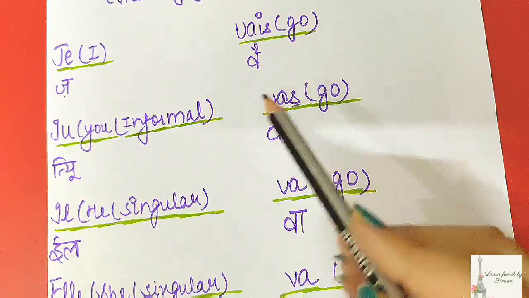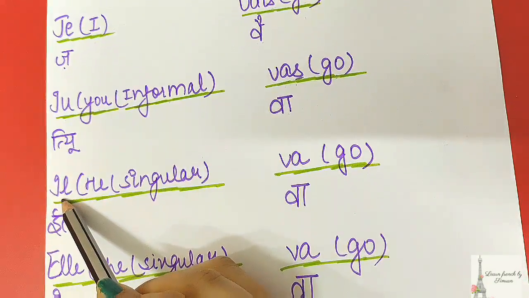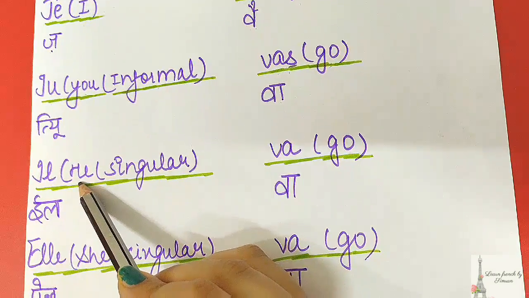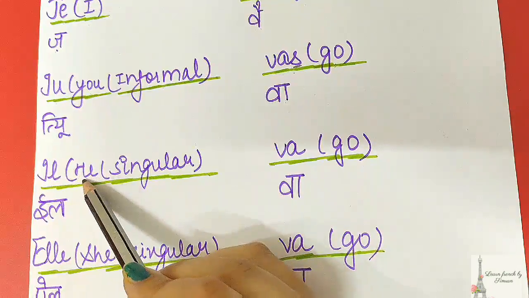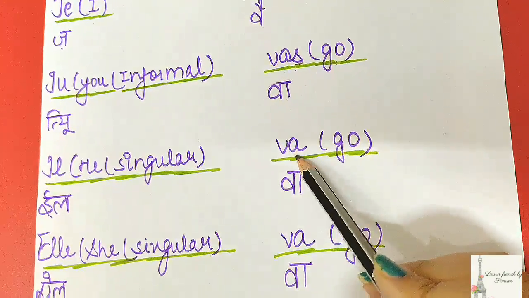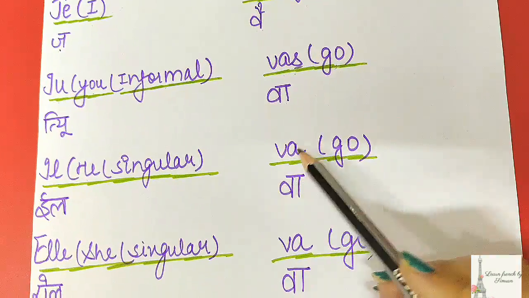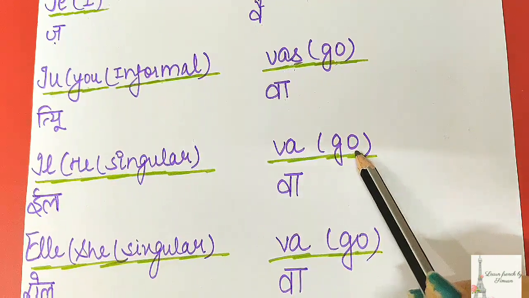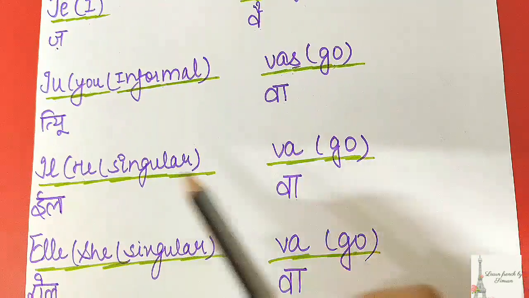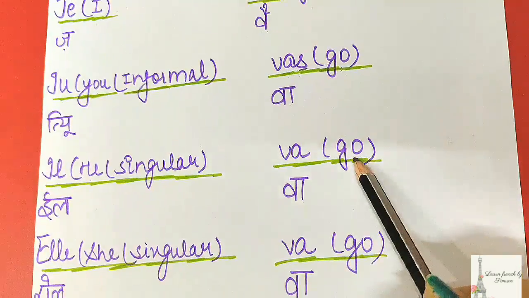Tu va. Now next subject is il. Now il means he. He is used for male and it is singular, and our conjugation is va, which means to go. So it becomes il va, which is he go.